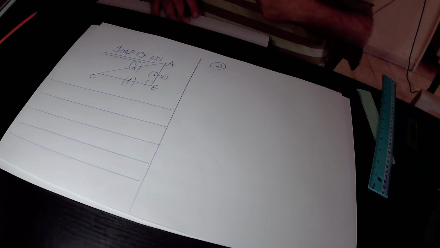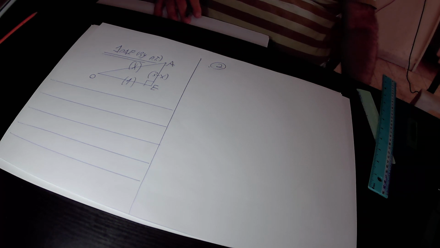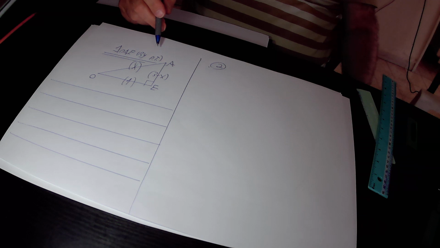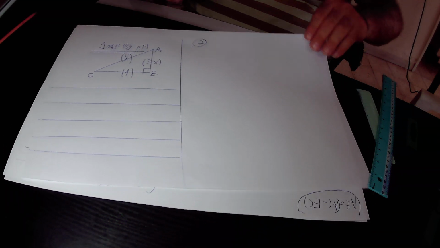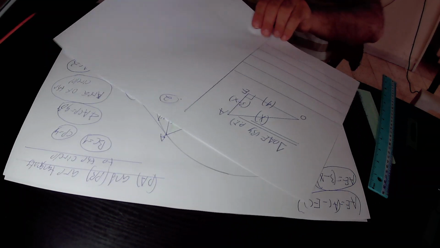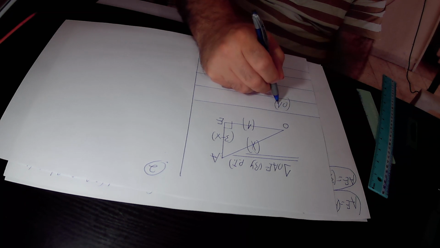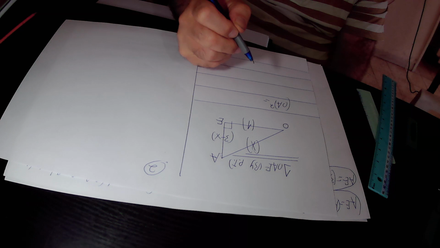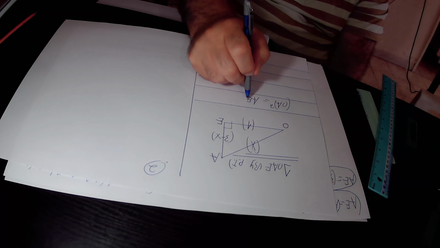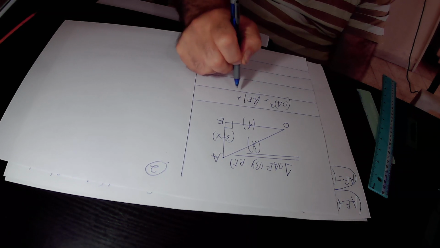According to the Pythagoras theorem, in this right triangle OAE, OA squared, that is the square of the hypotenuse, is equal to AE squared plus OE squared. So I write it down. OA squared, that is the square of the hypotenuse, is equal to AE squared plus OE squared.